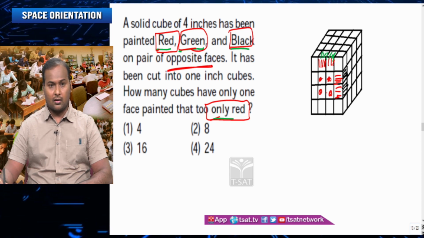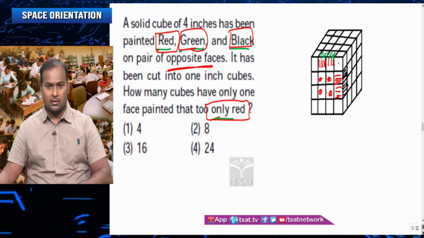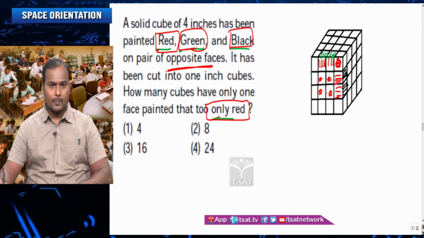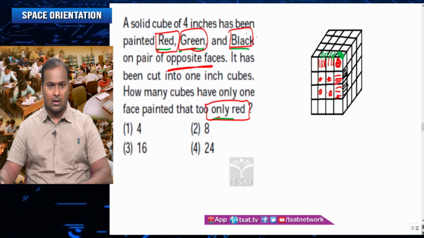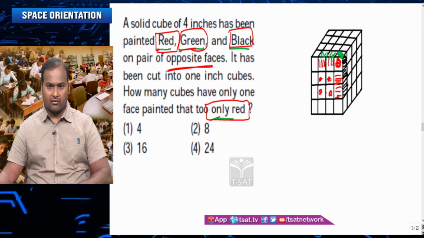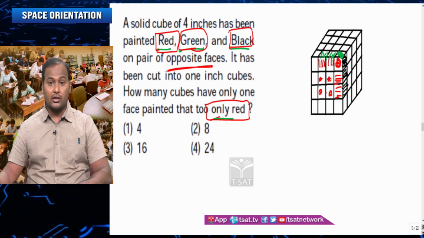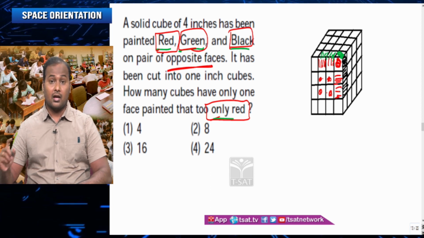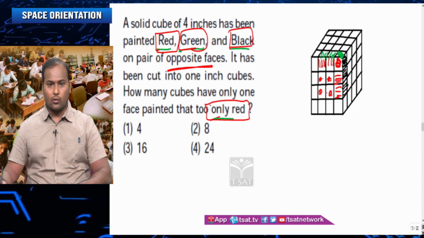And if you come to the corner, in the corner what will happen? All the 3 colors are possible in the corner. Means this corner, this face will be red and another face will be green here and the other face is black here. So remember this point. All the 3 colors are possible in the corners. Only 2 colors are possible on the edges. Only 1 color is possible in the center. And it's asking only red.